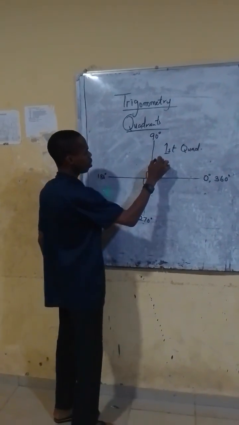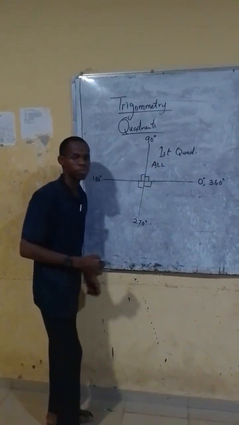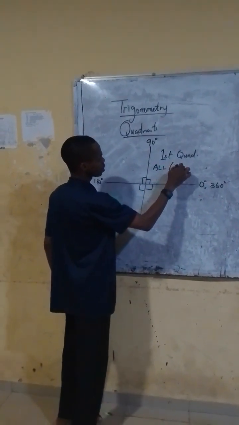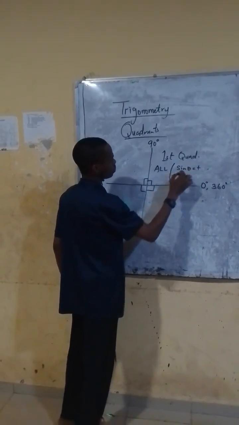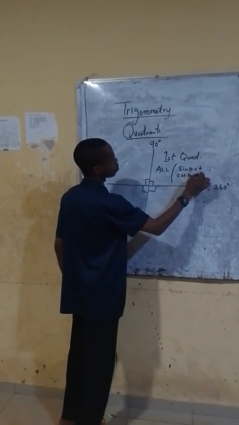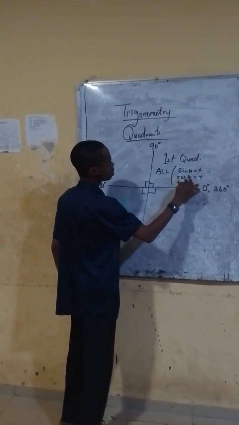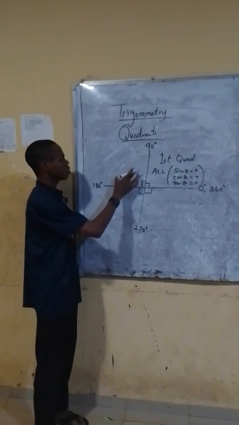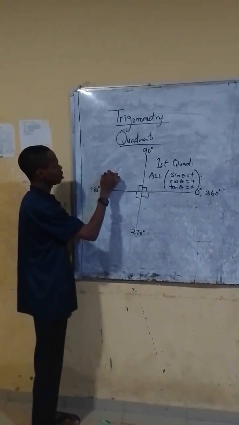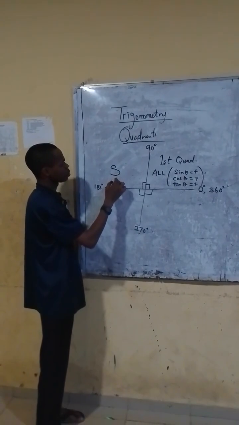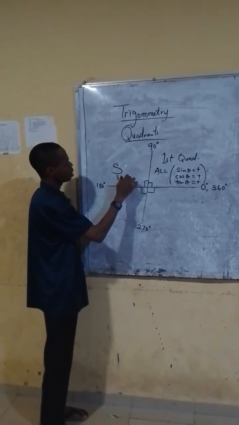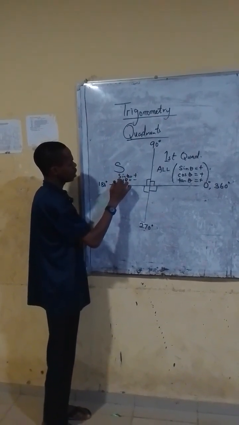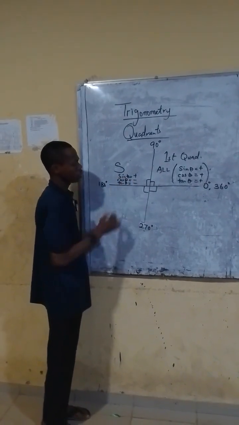it's telling us that all the 3 basic trigonometric ratios are positive. That is, sine theta is positive, cos theta is positive, and also tan theta is positive. So that's what this one is saying. The second quadrant here says that only sine is positive. That is, sine theta is positive, cos theta is negative, and tan theta is also negative.